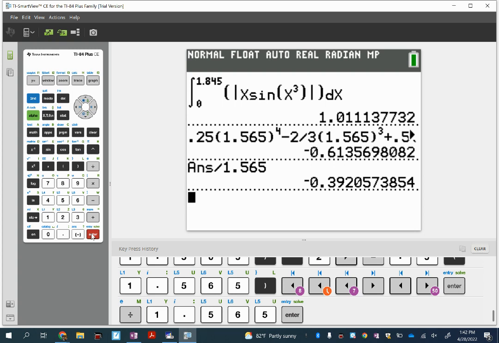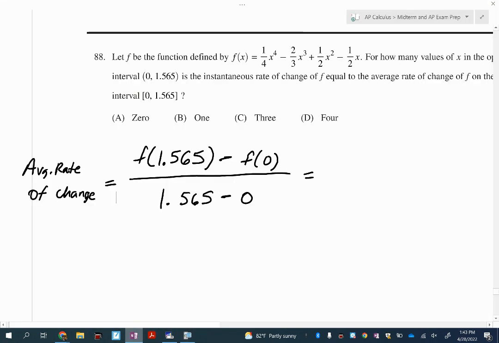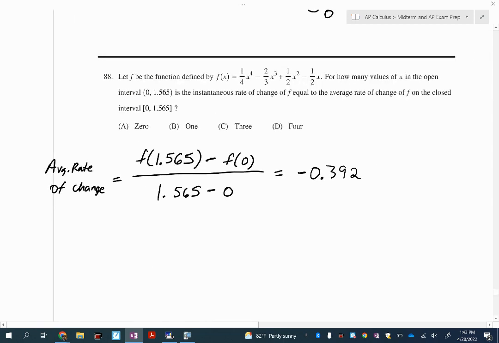All right, so I want you to write this one down on your paper: negative 0.392. Now, that is the average rate of change. We need to figure out how many values in this interval the derivative is also going to be equal to that.